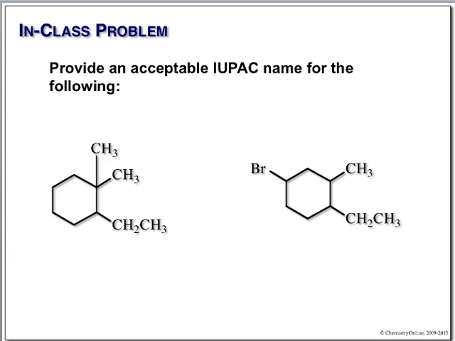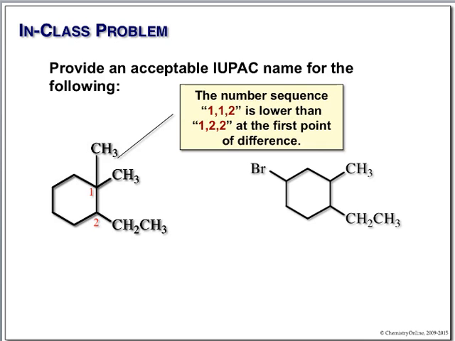But if we let ethyl be carbon number 1, our number sequence would be 1, 2, 2. If we let this carbon be number 1, our number sequence would be 1, 1, 2. 1, 1, 2 is better than 1, 2, 2. Therefore, this is carbon 1 and this is carbon 2. The lowest number sequence comes before alphabetical listing in the rules.